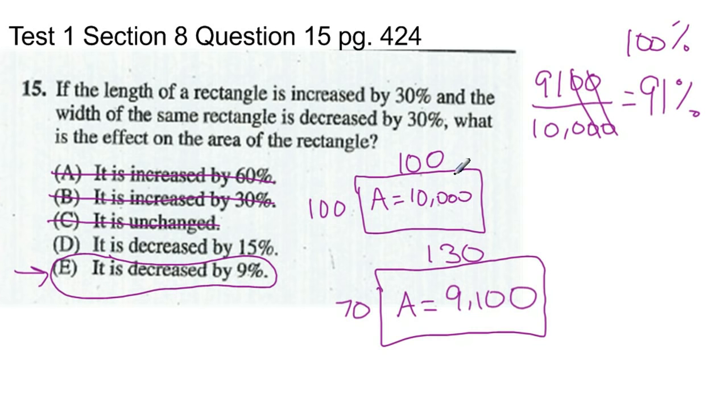Another way that you could do this, if that way was a little confusing for you, is to find the difference between these two numbers. So 10,000 and 9,100, the difference would be 900, and you simply put that out of your original amount, which is 10,000. And that will show you how much you lost. Again, we simplify this down, and you get 9 out of 100, which is 9%.